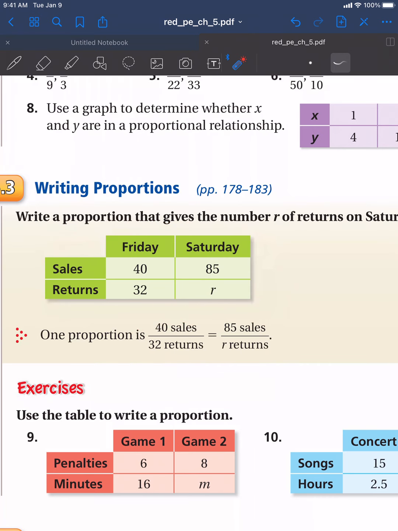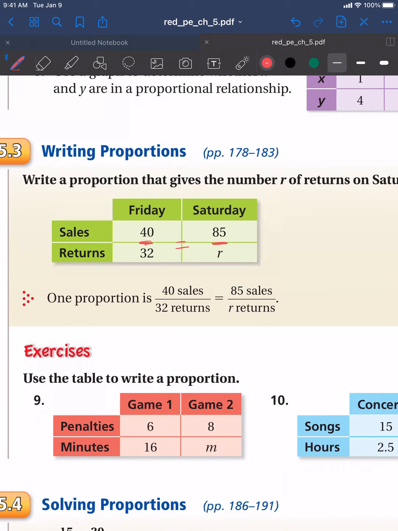They're saying on Friday, there were 40 sales for every 32 returns. So is that a fraction right there? Yeah. And then on Saturday, there was 85 sales for every R returns. I don't understand why it's its own chapter either, because I feel like it's so ridiculous. All you do is put a line under both of them and say that they're set equal. You don't have to do anything else.